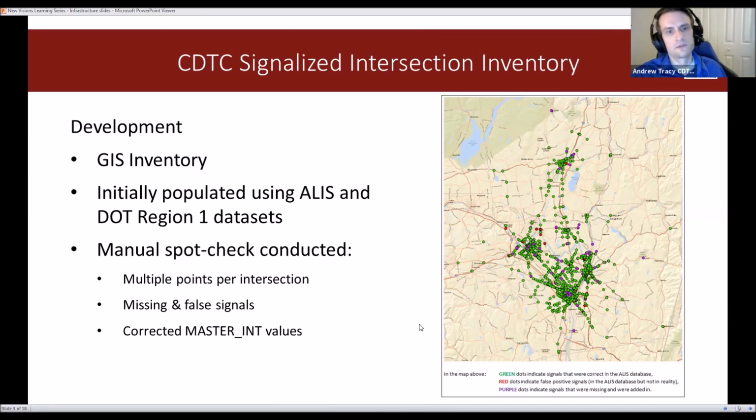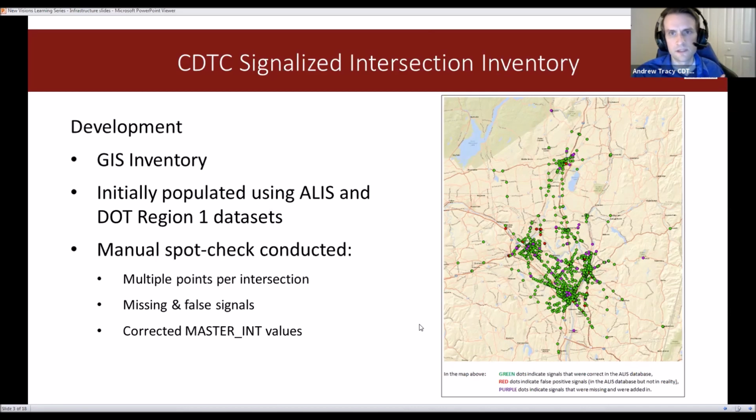The initial data sets I used were the ALICE data set, ALICE being the Accident Location Information System. And we also received a separate data set from NICE Region 1, which contains a lot of great data on the state-operated signals in the region. However, the ALICE data and the Region 1 data needed a bit of a manual spot check to be done, which I conducted. In many cases, the ALICE data in particular placed down many points on each intersection, especially if the intersection had, say, channelized right turns or features like that, which made it very difficult to count the number of signals that we had.